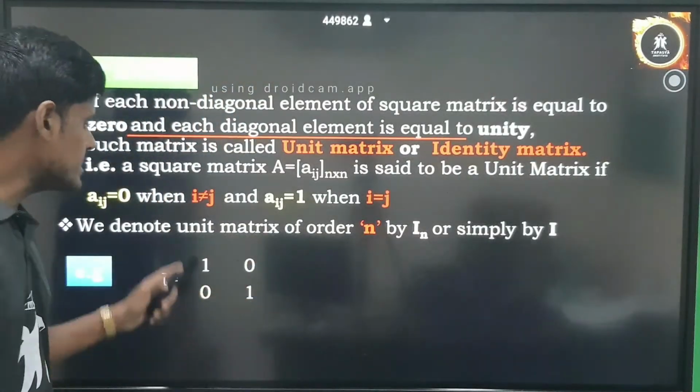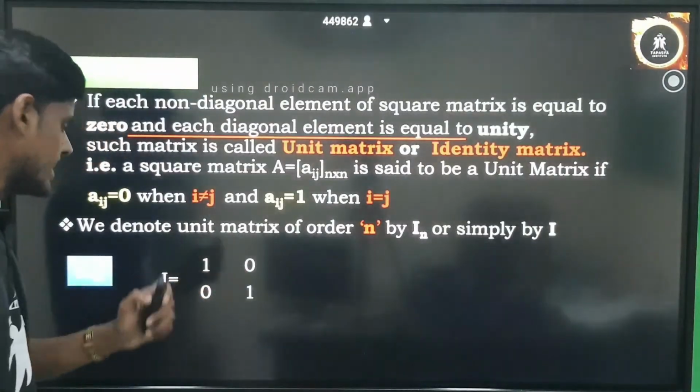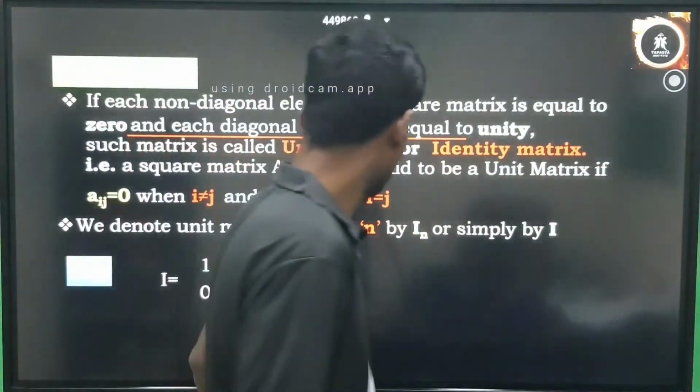This is a unit matrix of order 2. Therefore, we can write this as I2.